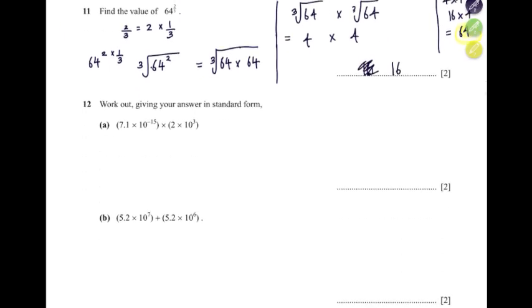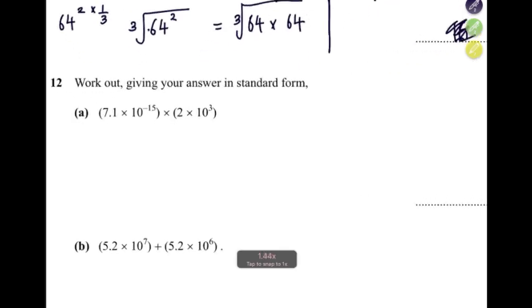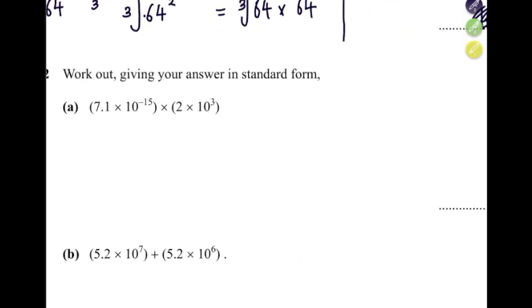Now, question number 12. Work out, giving your answer in standard form. Alright, so we have 7.1 times 10 power negative 15 times 2 times 10 power 3. Alright, so here we are allowed to remove the brackets because all of this is multiplication.